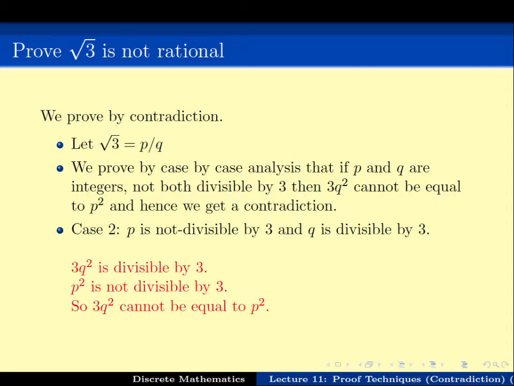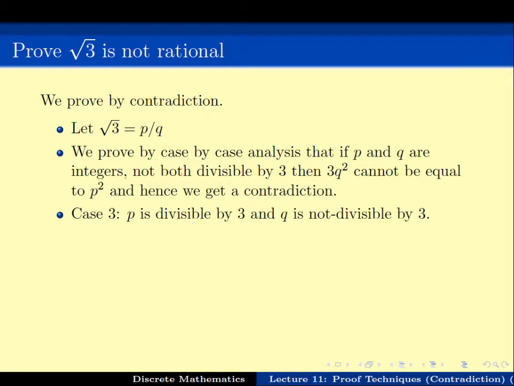Now let's see the third case, namely, if p is divisible by 3 and q is not divisible by 3. Now p is divisible by 3, that means p square is divisible by 3. And on the other hand, 3q square is also divisible by 3. So that argument will not work. So what should we do? Let's see. Say p equals 3 times k, because p is divisible by 3.